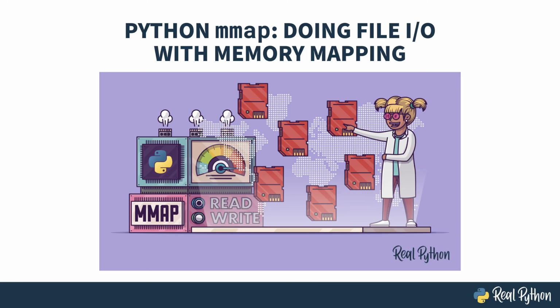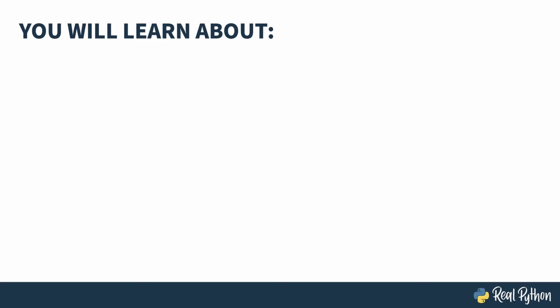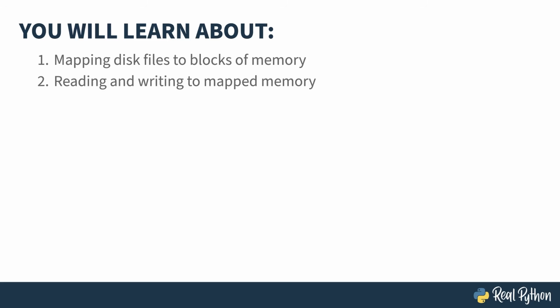This course is about the mmap library, a wrapper to a fairly low-level operating system call that maps the contents of a file into memory. In this course, you will learn about how to map a file on disk into a memory block and why you might want to do that, reading and writing to and from said memory block, and how to use this same library for sharing memory between processes.